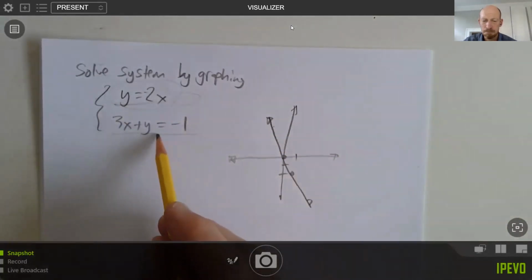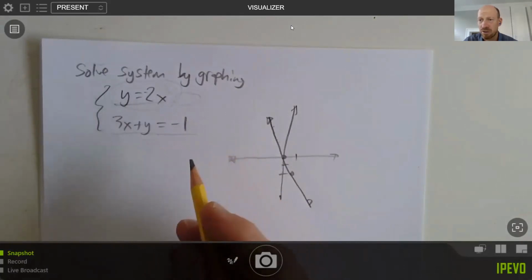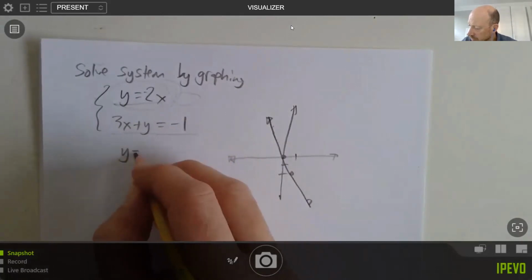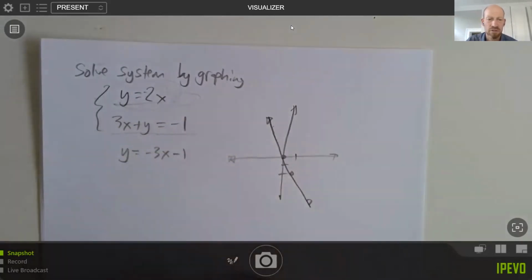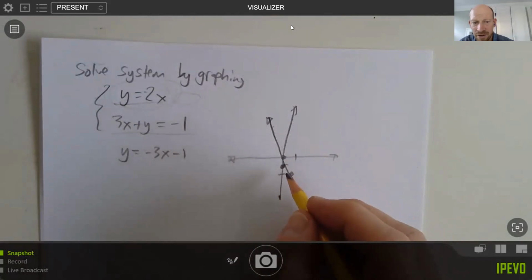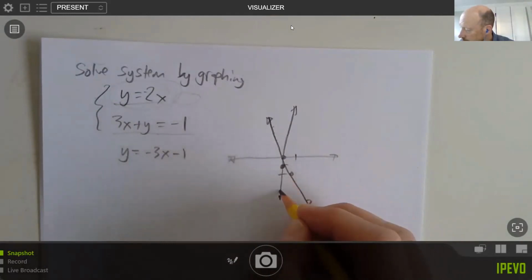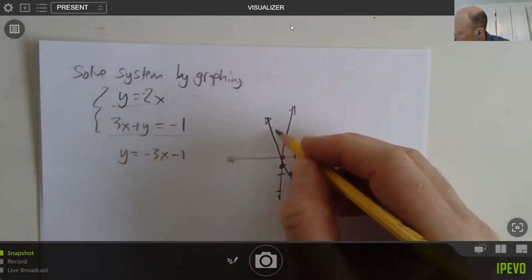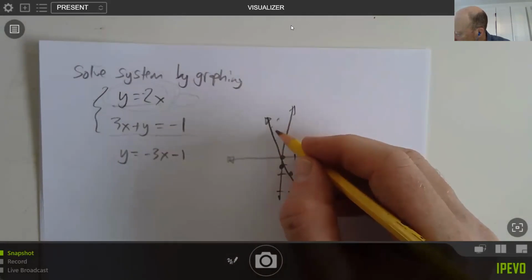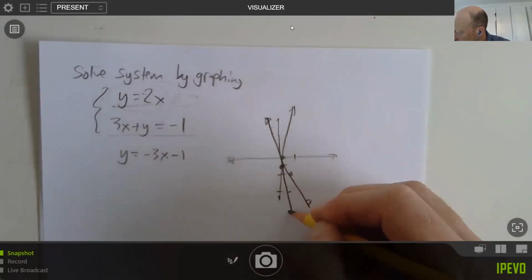This is also a line. I could graph it. I could plot points. That's certainly a fine way to graph lines, but I can also rearrange this one because I like to use the slope and the y-intercept, right? So 3x minus 1 is there. Minus 3x means I go down 3 and over 1. And I get a line that looks something like this.